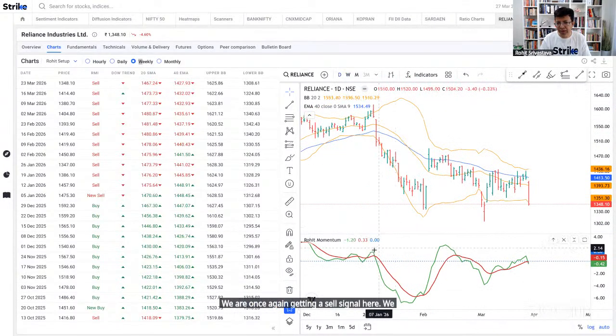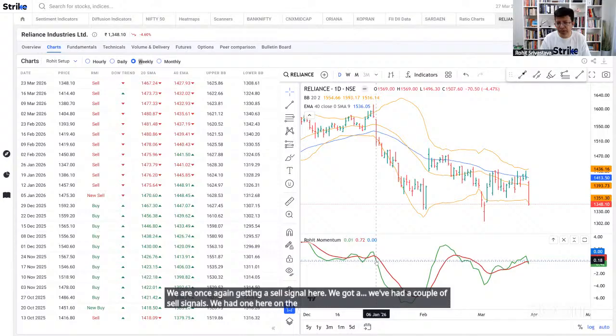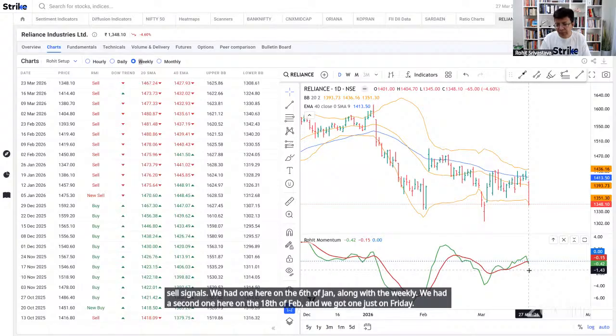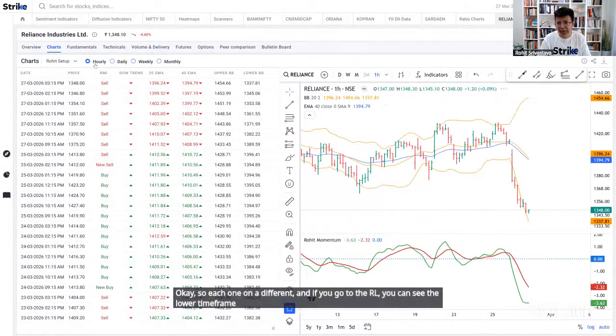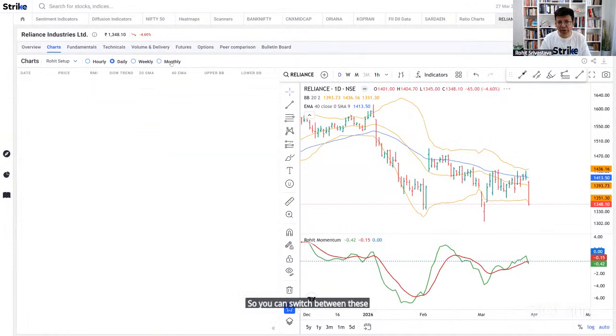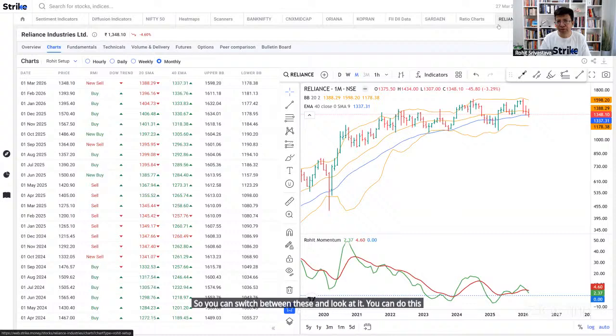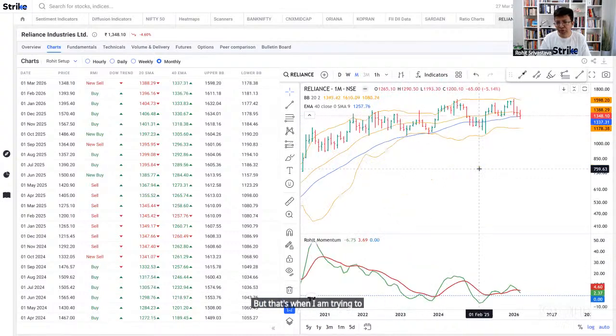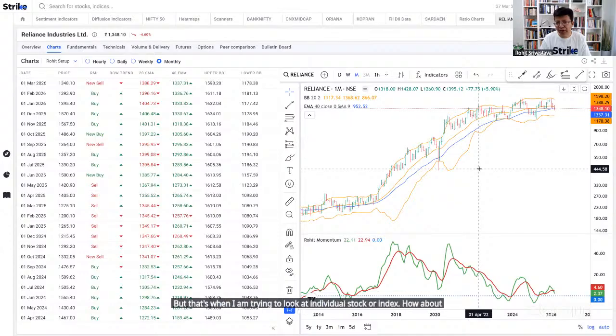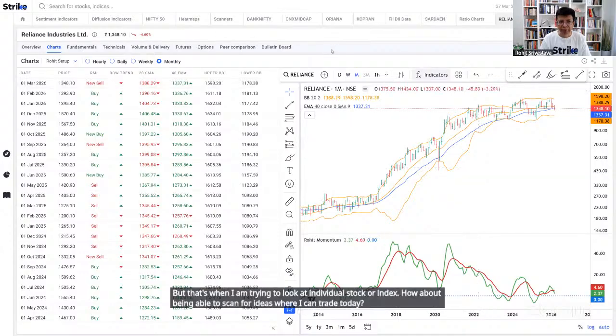We've had a couple of sell signals. We had one here on the 6th of Jan along with the weekly. We had a second one here on the 18th of Feb, and we got one just on Friday. Each one on a different time frame, and if you go to the hourly, you can see the lower time frame as well. So you can switch between these and look at it. You can do this for any individual stock or index, but that's when I am trying to look at an individual stock or index. How about being able to scan for ideas where I can trade today?